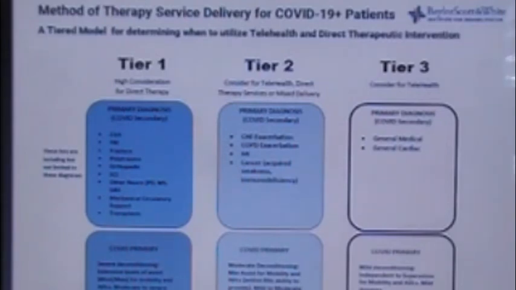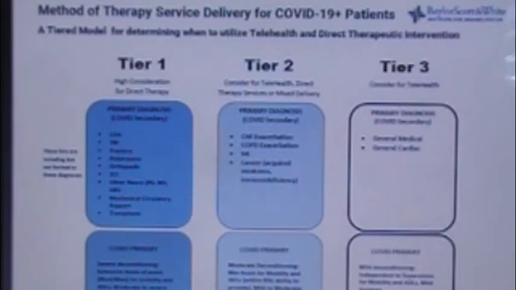On that tree, diagnosis of general medical or cardiac disease may require monitoring, but generally these patients have the lowest potential for direct therapeutic intervention, especially if their deconditioning is mild overall. Tier 2 listed diagnoses are susceptible to rapid decline. So these patients have CHF exacerbations or COPD exacerbations. And given what's currently known about COVID-19, they may have more moderate deconditioning and need assistance with mobility and ADLs.